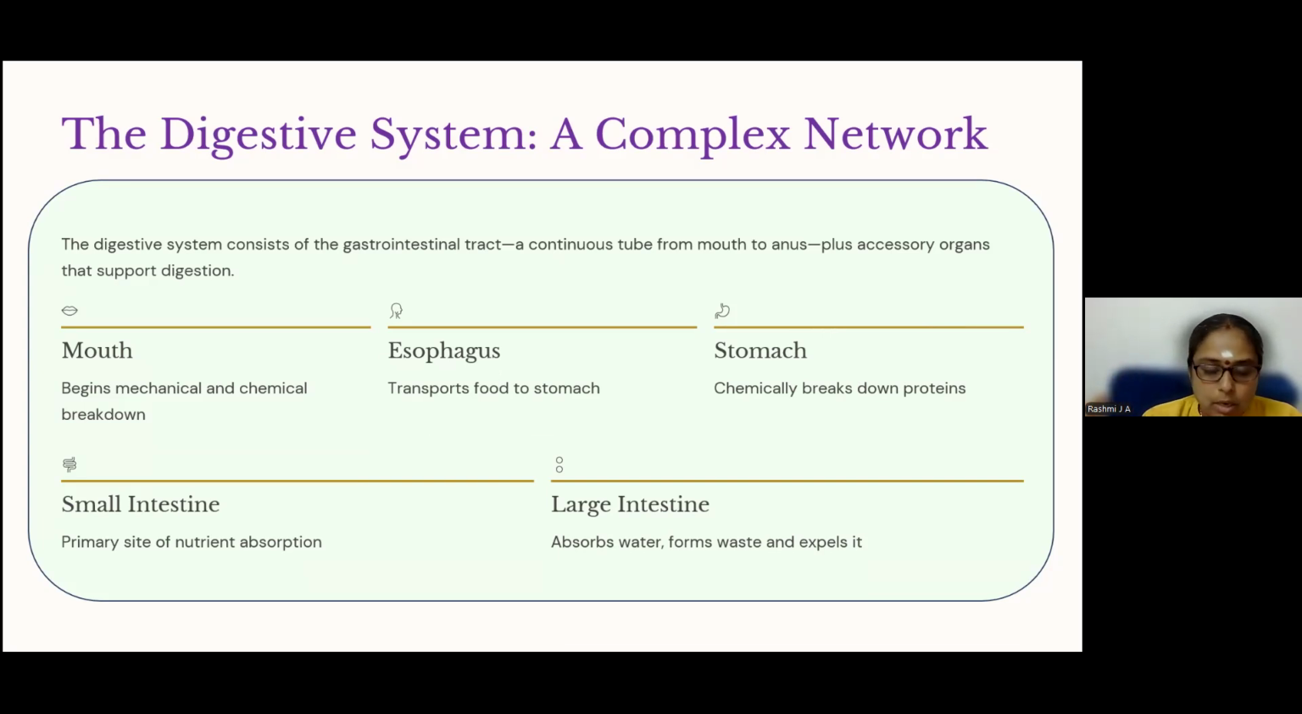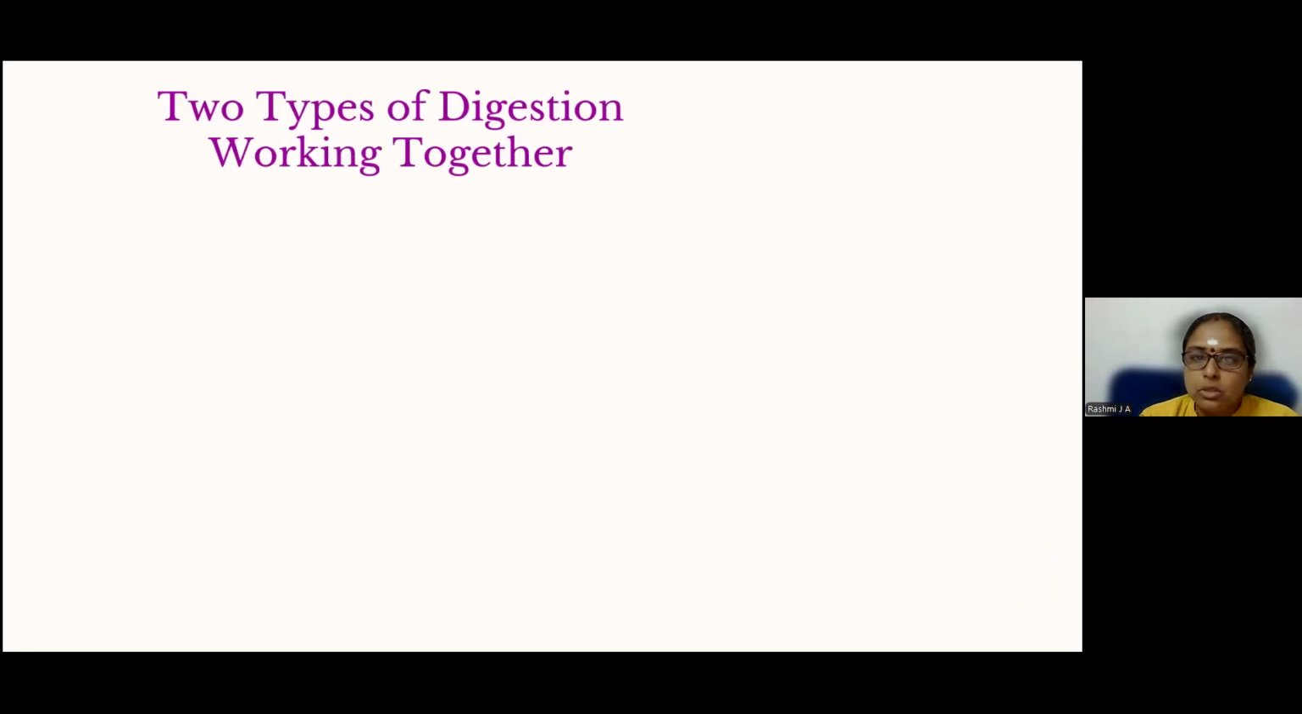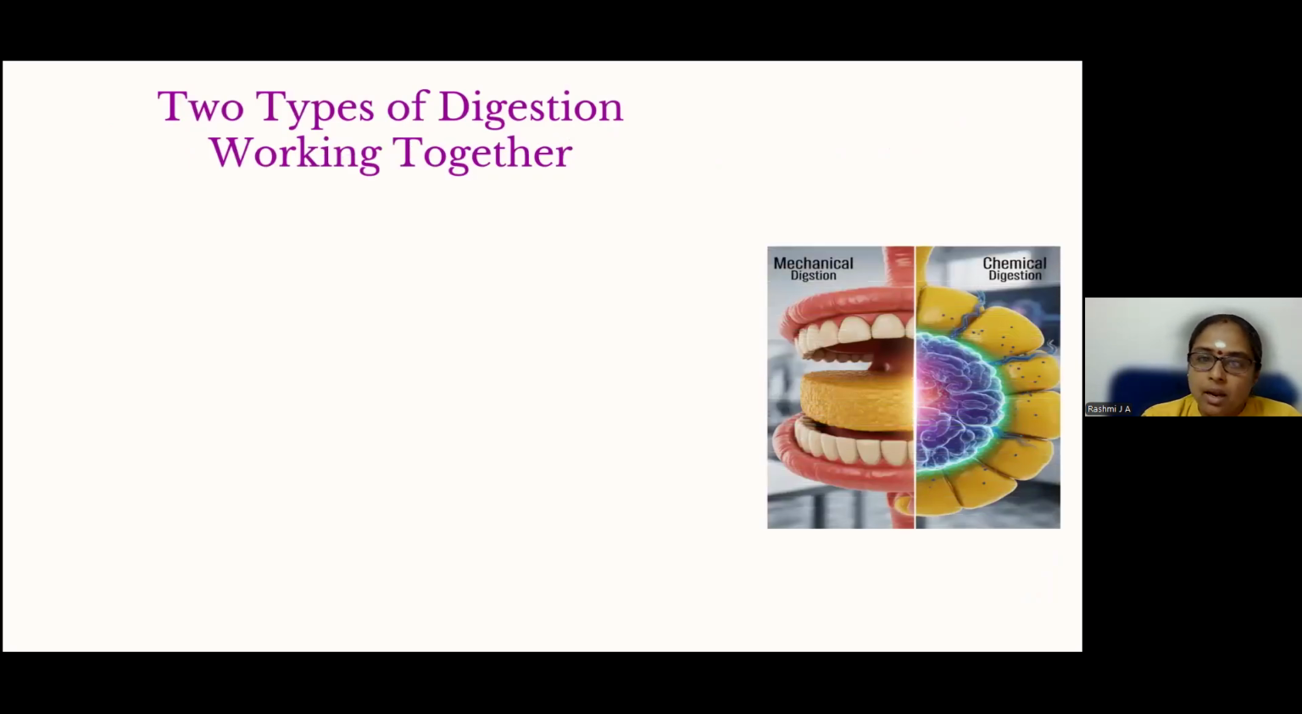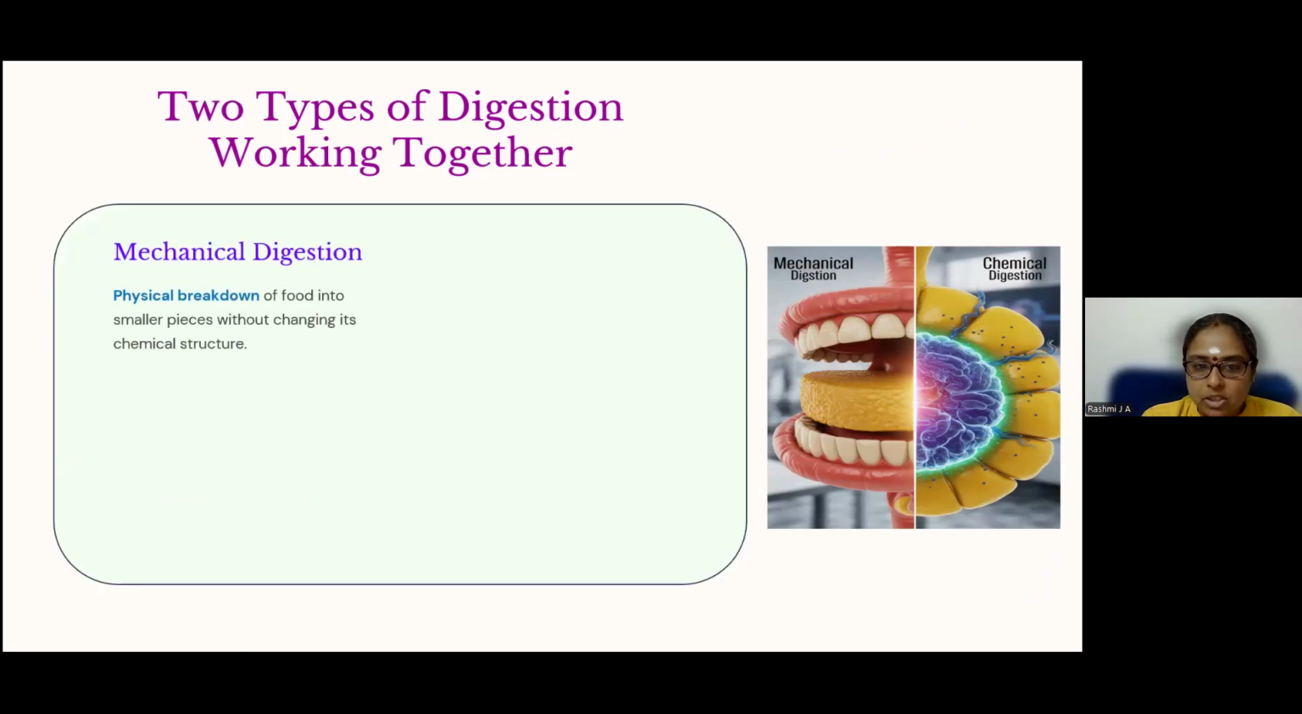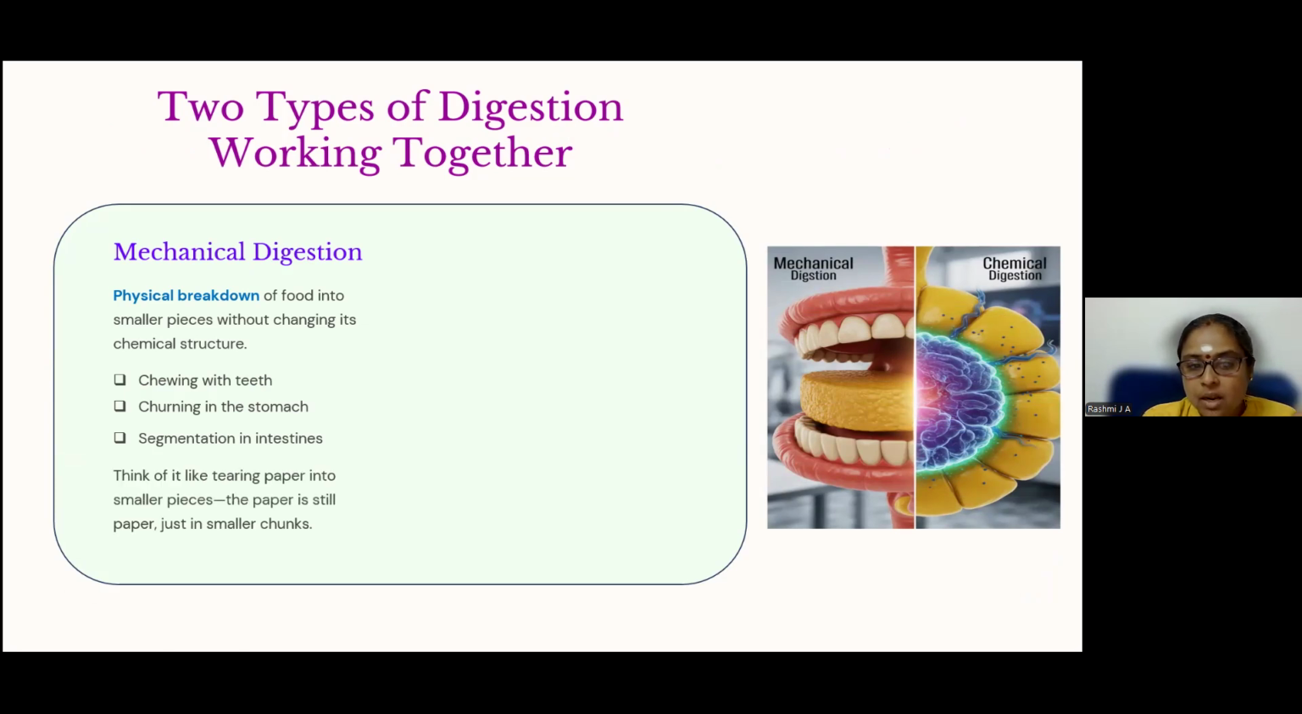In the stomach, not only protein but a few carbohydrates, everything gets broken down, but here protein is given more importance. Then there are two types of digestion, happening together: mechanical and chemical. Mechanical digestion is the physical breakdown of food into smaller pieces without changing its chemical structure. You just chew and churn: chewing with the teeth, churning happening in the stomach, and then segmentation in the intestines. It is like tearing a paper into smaller pieces. The paper is still paper, but small chunks are there.